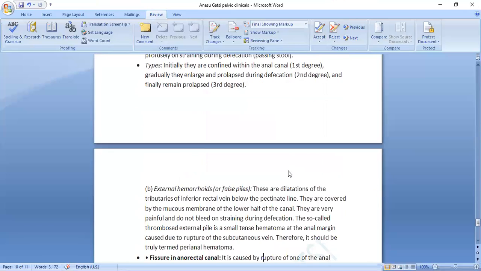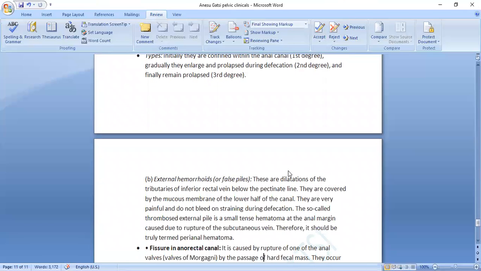Next, for external hemorrhoids, these are dilatations of the tributaries of the inferior rectal vein, as I alluded to earlier, and that's below the pectinate line. They're covered by the mucous membrane of the lower half of the anal canal. That means they're sensitive to pain. Remember, we say for somatic nerves, the structures they innervate are sensitive to pain, temperature, touch, pressure, and so forth, as opposed to those innervated by the autonomic nervous system that are only sensitive to stretch, in relation to the internal or true hemorrhoids that we were talking about earlier.